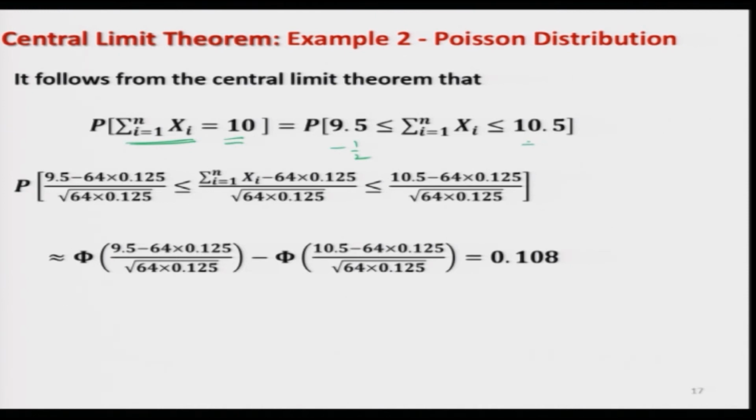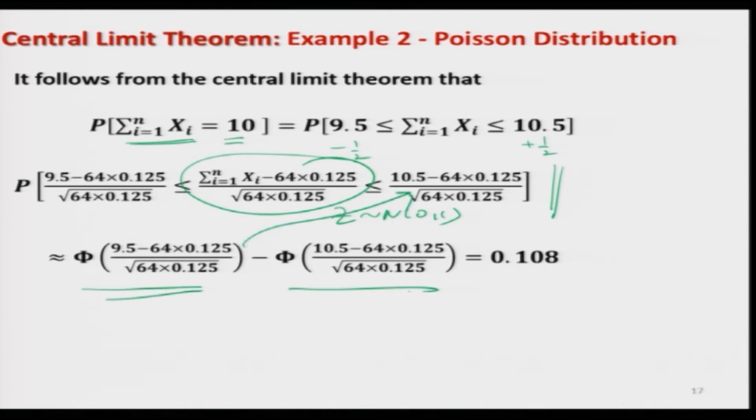that you subtract 1 by 2 and add 1 by 2 on the left and right hand limits, and then you standardize it. That just means summation xi minus its mean divided by standard deviation, and you get this expression. This probability can be written, because now this z is the standard normal variate following a normal 0-1 distribution, in the form of CDF at this point minus the CDF at this point. And if you compute this probability from the R software, this will come out to be 0.108. This is not difficult at all.